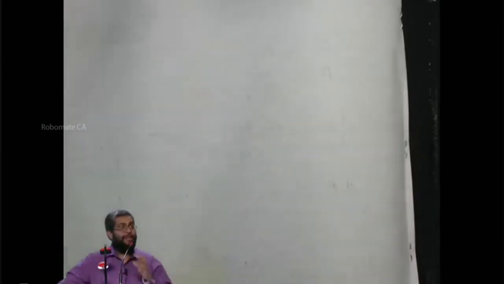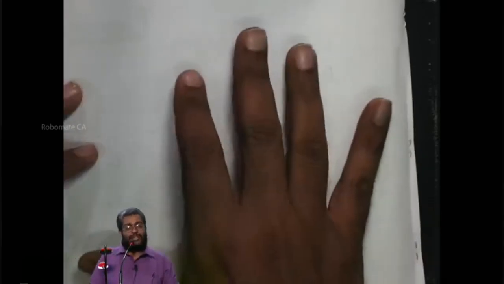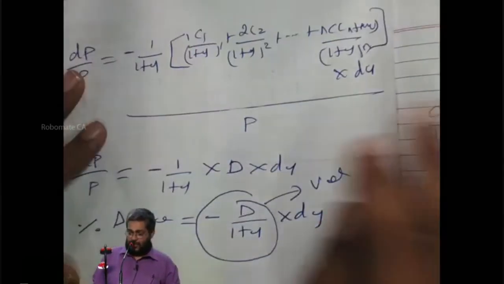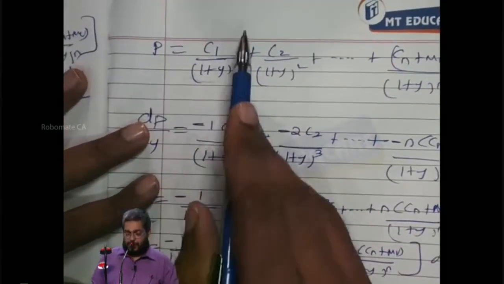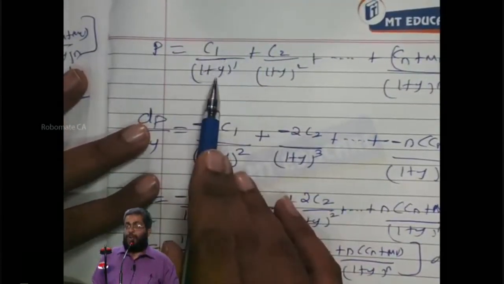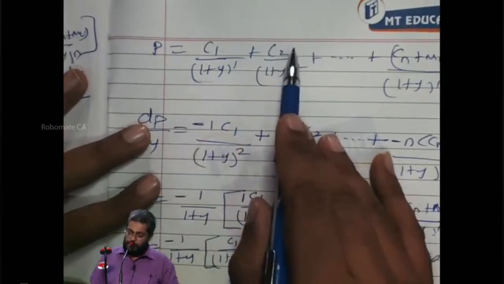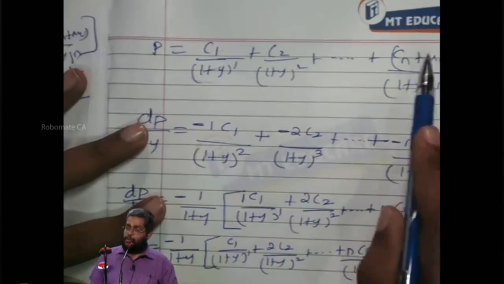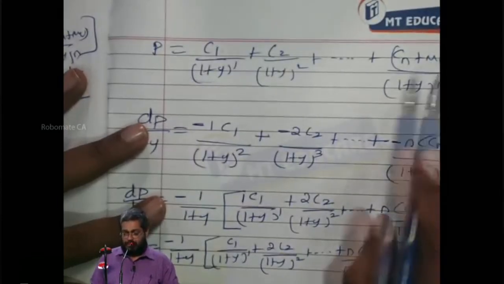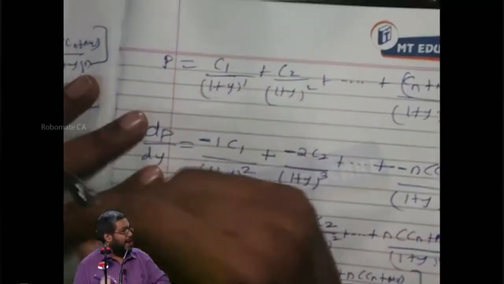Okay, now tell me, price of a bond is equal to what? Present value of the bond cash flows. Don't get too confused. So, the price of the bond: what are the bond cash flows? Coupon 1, discounted by (1 plus y) power 1. Coupon 2, discounted by (1 plus y) power 2. Like that, the last year coupon and maturity value discounted by (1 plus y) power n is the price of the bond. Yes or no? Answer my question.